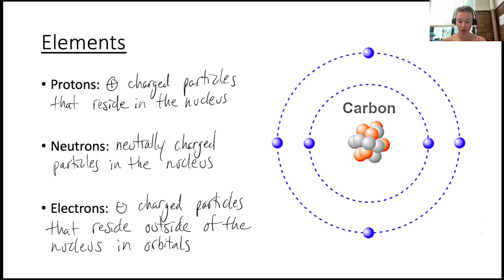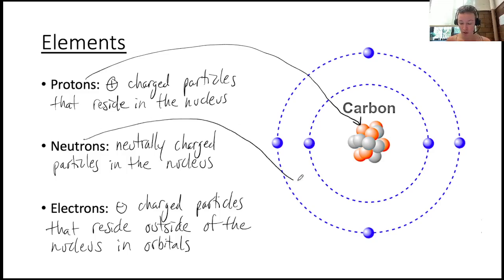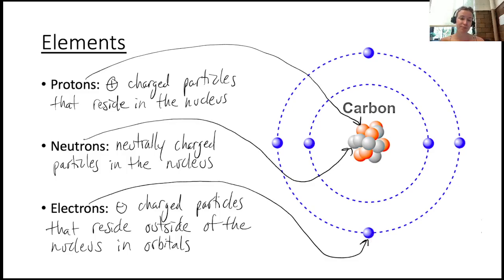And so pictured here on the right, we have an atom of carbon. The protons are represented by these red balls. The neutrons are represented by the gray balls, and the electrons are represented by these blue spheres. And this is what makes an atom.